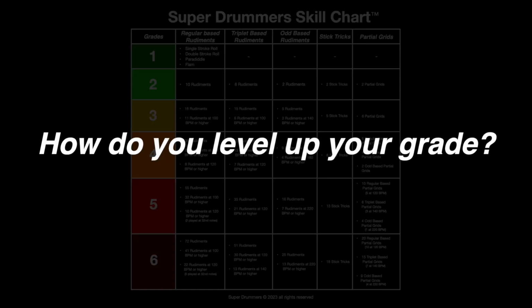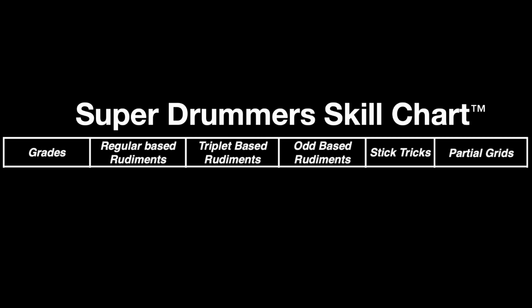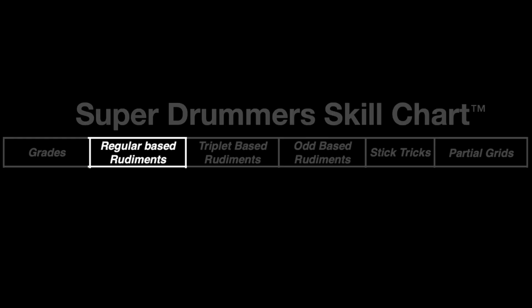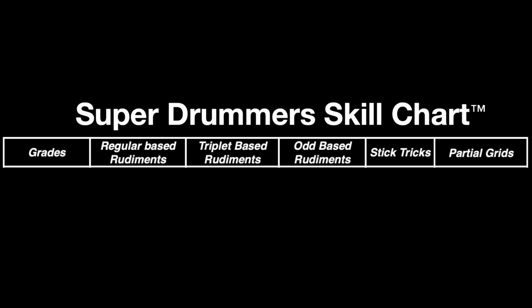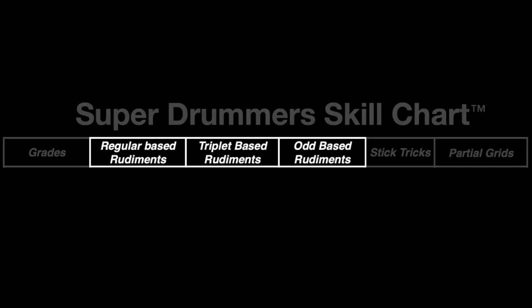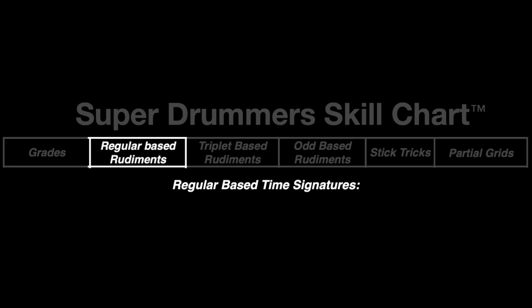So now how do you upgrade from grade 1, for example, to grade 2 or even higher, grade 3? Well, you got to look at each of the segments. You have regular based rudiments, triplet based rudiments, and odd based rudiments for your rudimental categories. And then you have your stick tricks and partial grids. So looking at rudiments, I basically categorized each rudiment based on how they naturally fit within each time signature. And with each time signature, they can be regular based time signatures, a 4/4, the 3/4, or a 2/4.